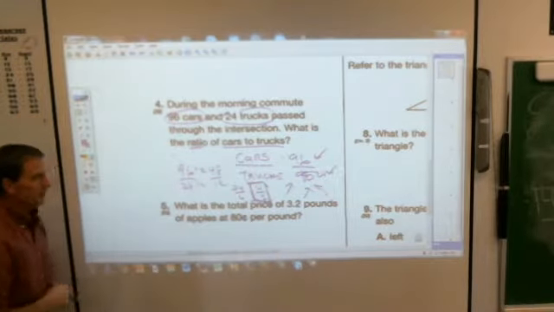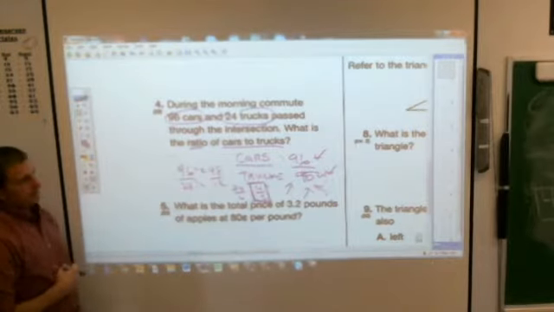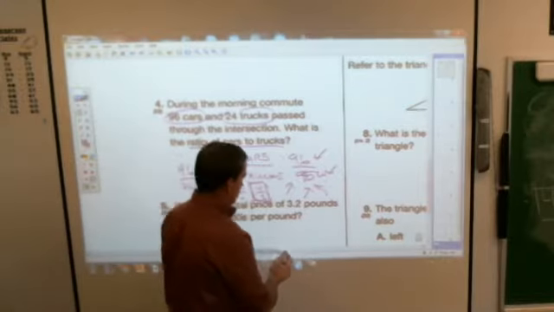Not a ratio story problem. They didn't ask you how many trucks or cars you have, they just asked you to make a ratio out of that. Sydney, can I do 11? Number 11.